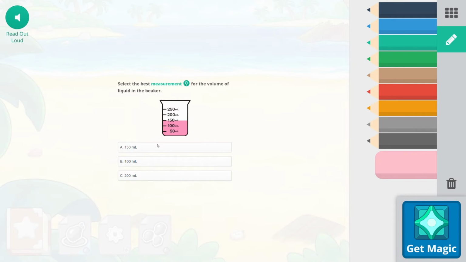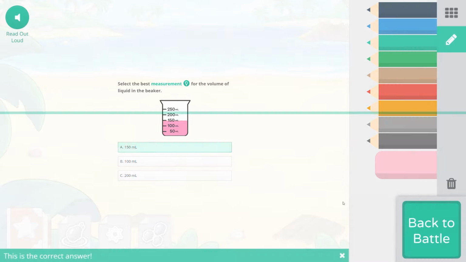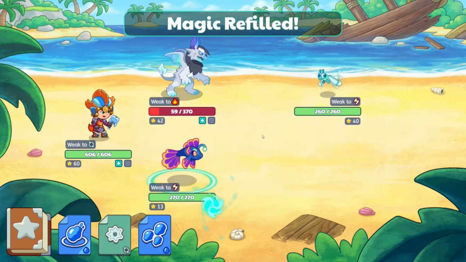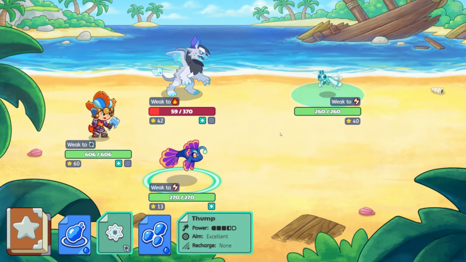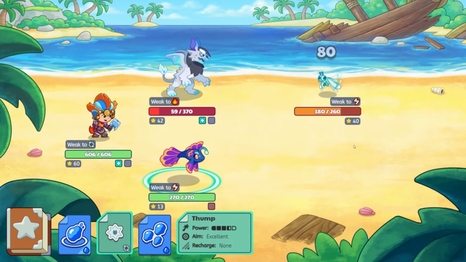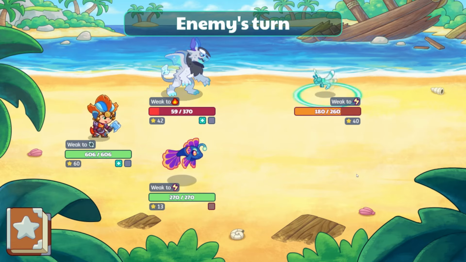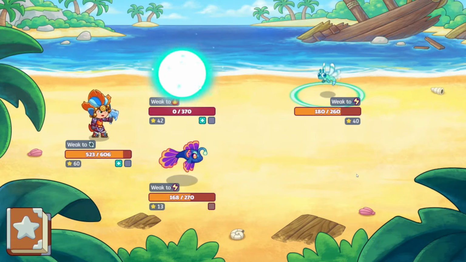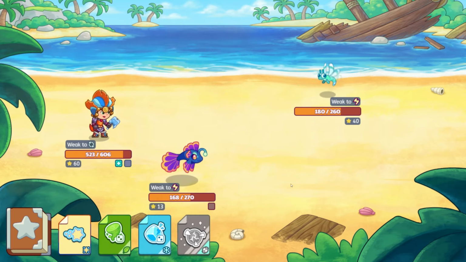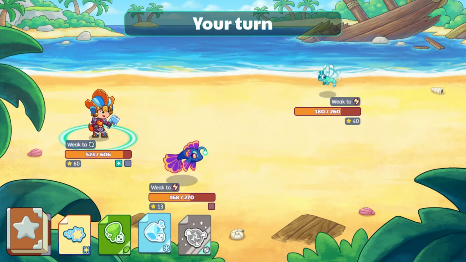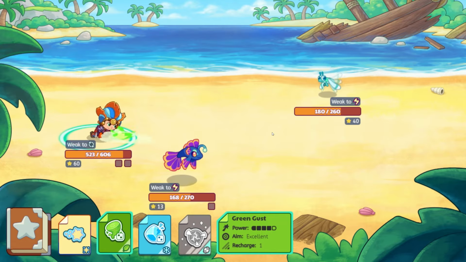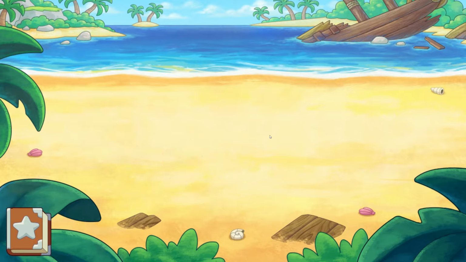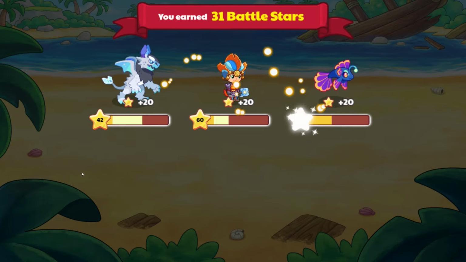All right, let's see, 150 milliliters is the volume of the liquid in the beaker. I think that's new from the last time I've done this. All right, got some good damage there. Boom. Goodbye, goodbye. And Green Gust should finish this off, I believe. There we go. Awesome, awesome.